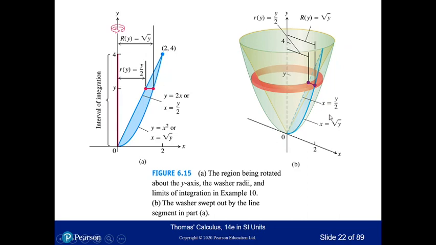And then the rest is easy because you integrate, and the interval of integration is going to be the y values. It's going to be 0 to 4. And then pi times capital R squared minus little r squared. Capital R is square root of y, so take the square, you get y. Little r is y over 2 squared, y squared over 4. And then integrate over y times dy, right? That's it.